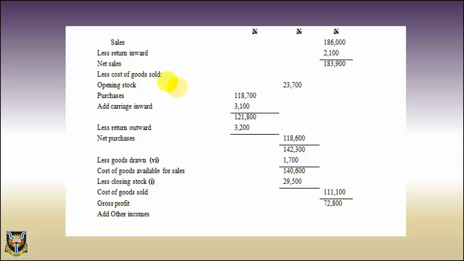Less cost of goods sold. Opening stock, 23,700. Purchases, 118,700. Add carriage inward, 3,100. Making 121,800. Less return outward, 3,200. Net purchases, 118,600.